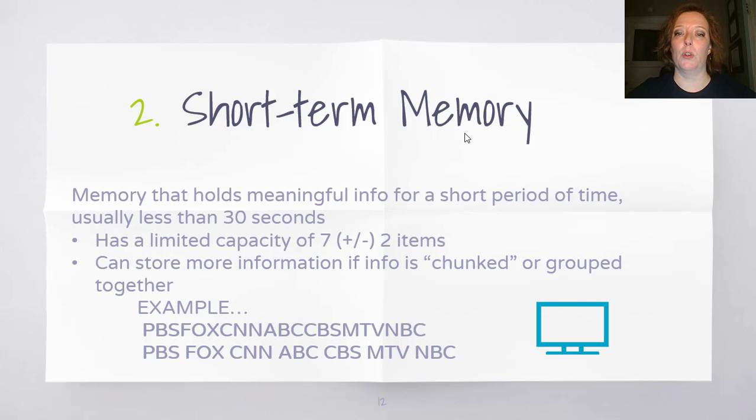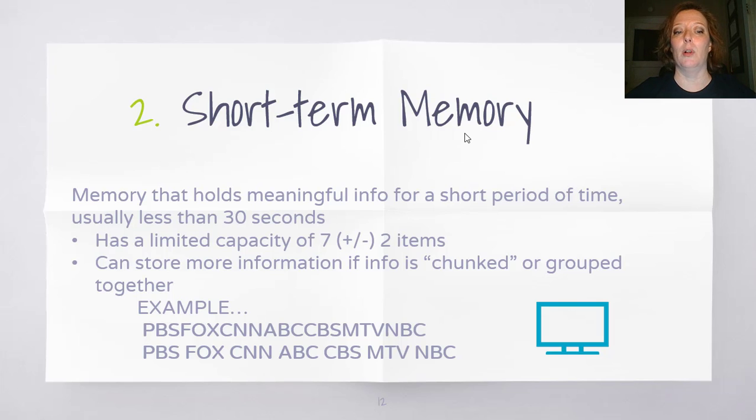The next step is short-term memory. This is memory that holds meaningful information for a very short period of time. It's longer than sensory memory, but it's usually less than 30 seconds. There's a limited capacity of about 7 items, give or take 2. So somewhere between 5 and 9 items can be remembered. And you can store more information if it's chunked or grouped together.